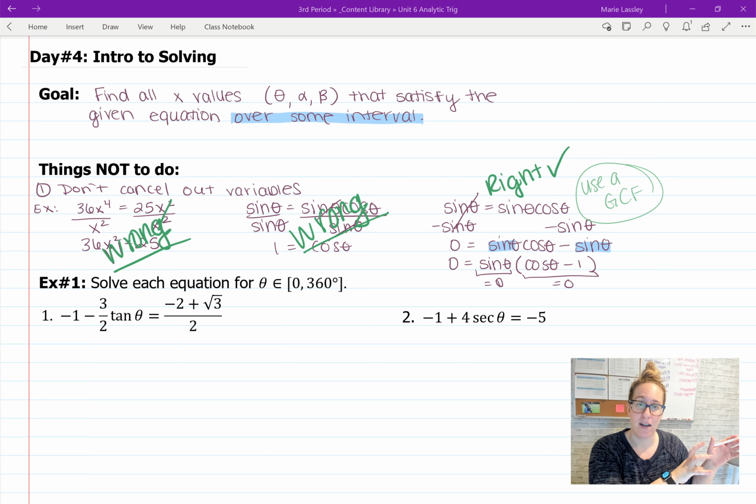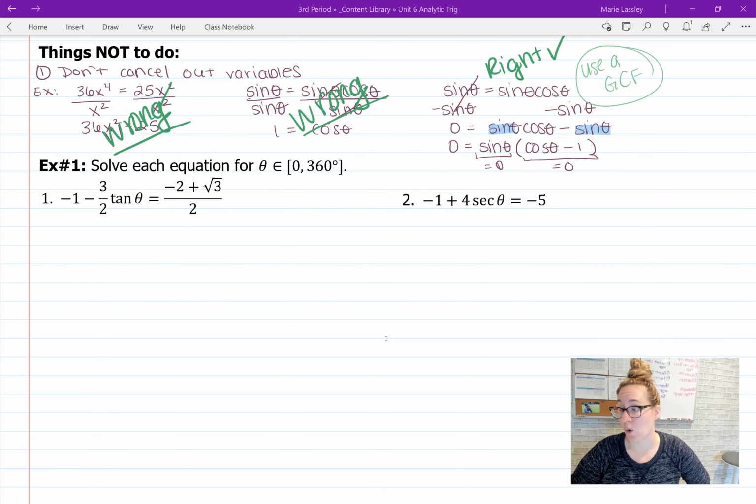But ones like 1 and 2, we really aren't going to use too many identities. These ones are pretty straightforward. We're just going to solve them. So remember, ultimately solving, we're trying to get our variable by itself. And then we'll get into finding all of the solutions that satisfy our equation. So with problem number 1, all right, I want to get, first off, tangent theta by itself. That's my first goal. So I want to get tangent theta to be all by itself.